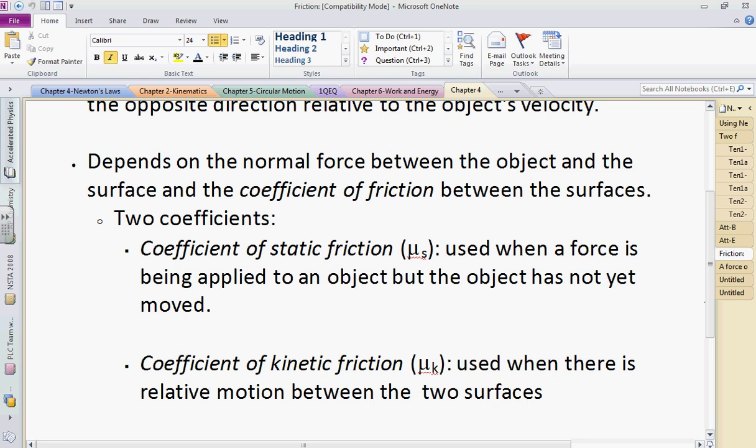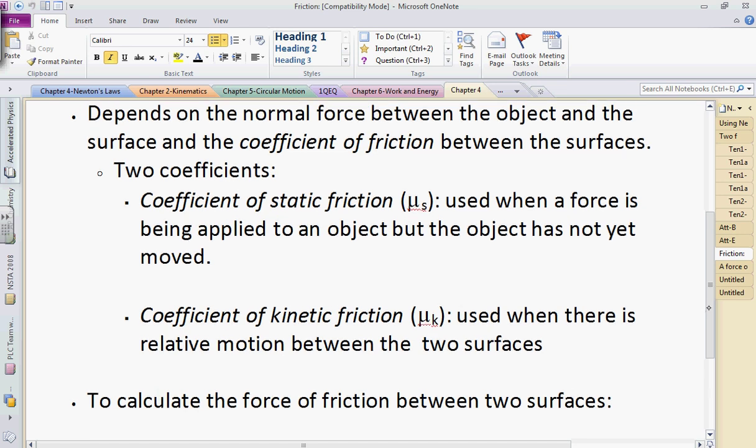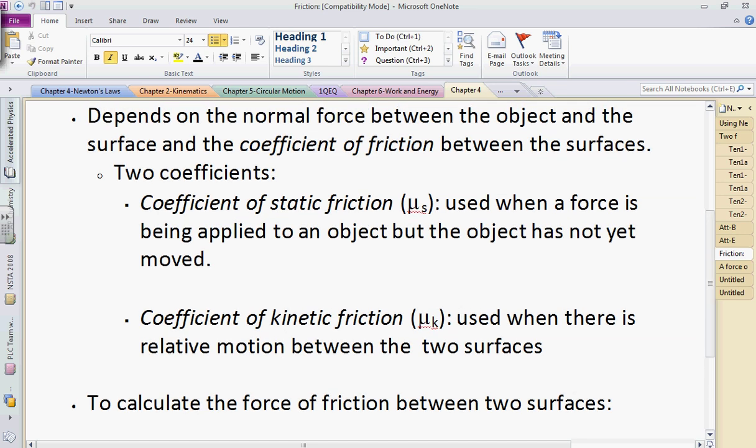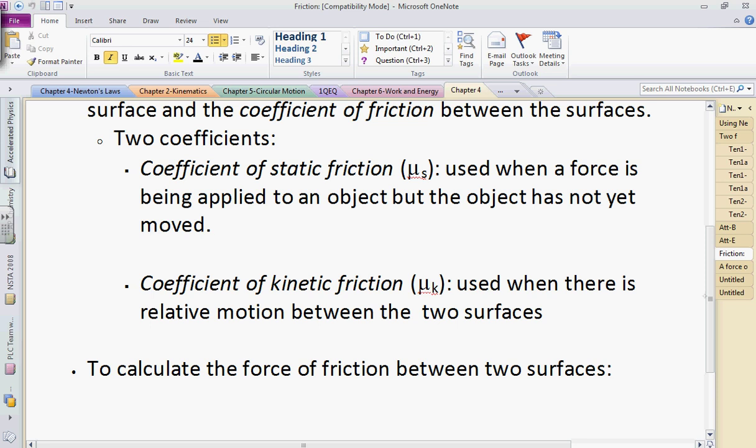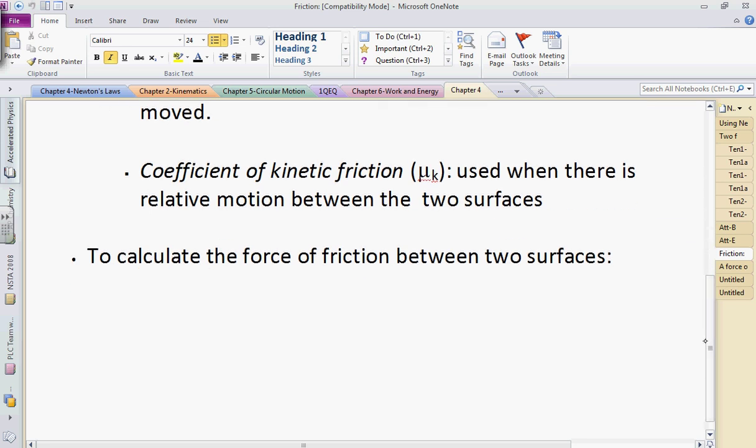The other type of coefficient of friction that we will see is used when there is relative motion. When one object is actually sliding across the surface, there's what's called a coefficient of kinetic friction. That's the friction that exists between moving objects, and it is given the symbol mu sub k, whereas the coefficient of static friction is given the symbol mu sub s. Those are the two coefficients that will come up, and those are the two situations in which we'll use them.